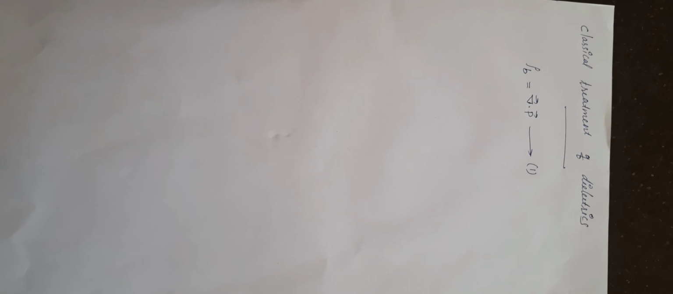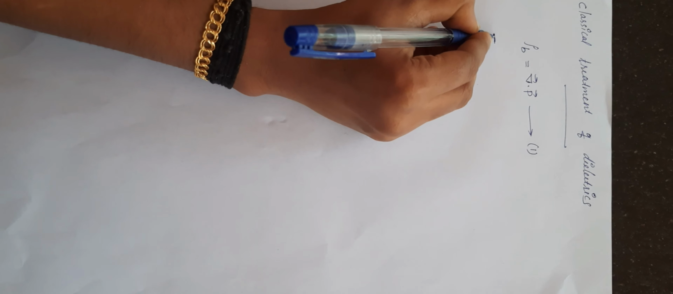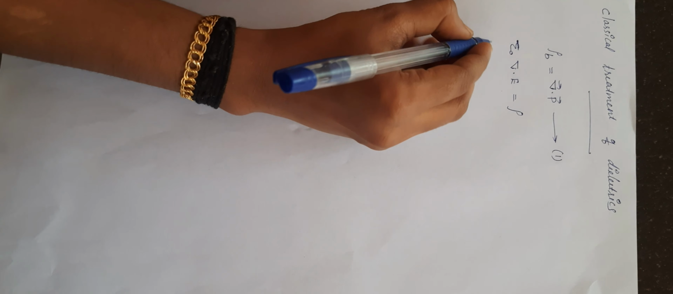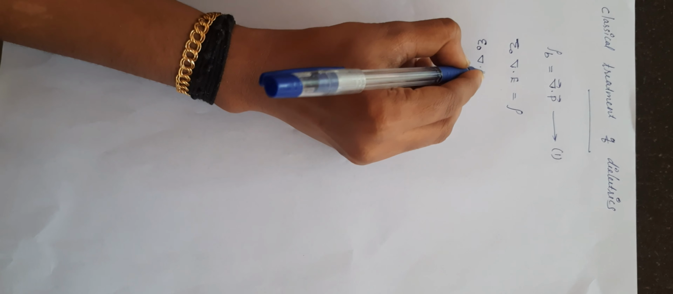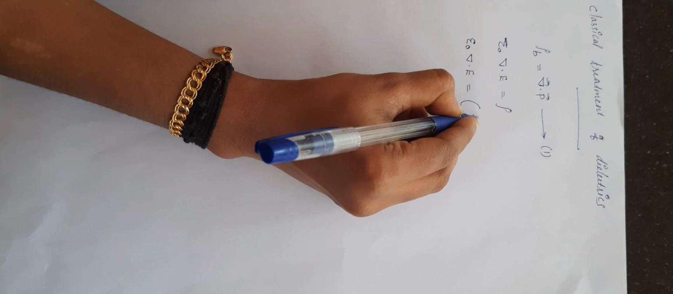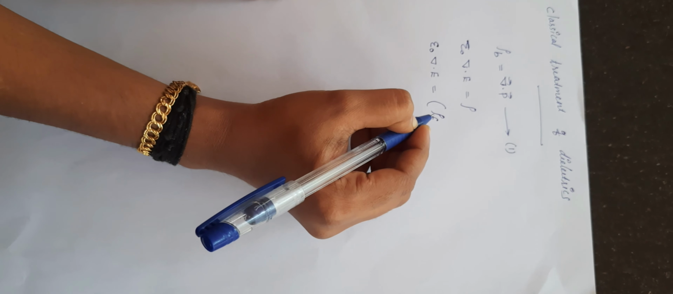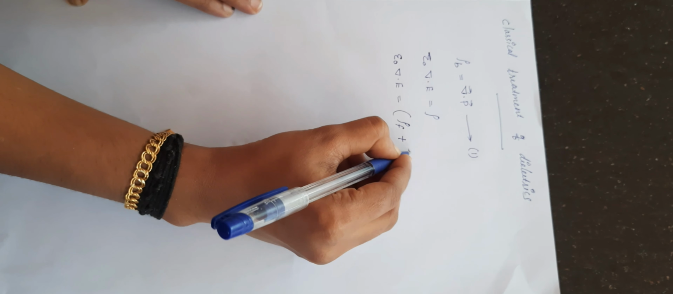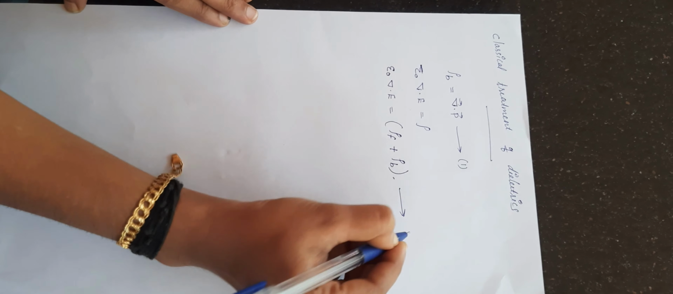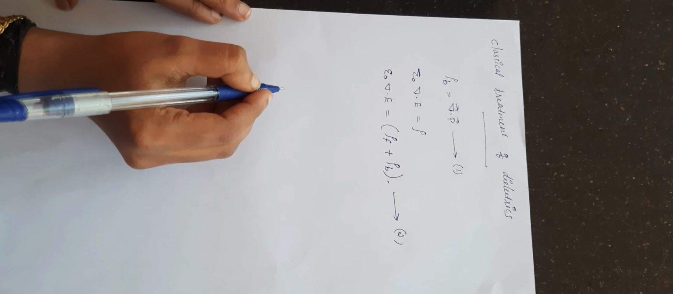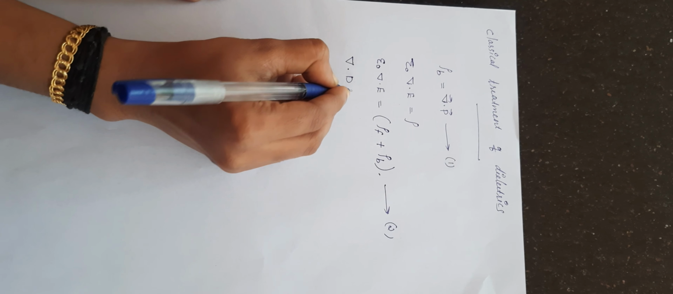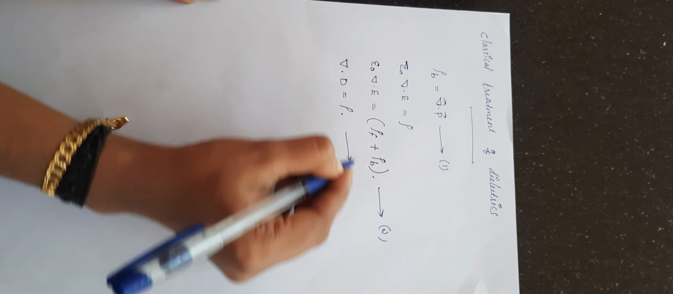In the vacuum equation എന്തായിരുന്നു, epsilon 0 del dot E equal to rho. We must add both the bound charges and free charges. Then epsilon 0 del dot E equal to free charge density plus bound charge density. Then this is equation number 2. We wish to write this in the simple form. Then we can write del dot D equal to rho. This is equation number 3.